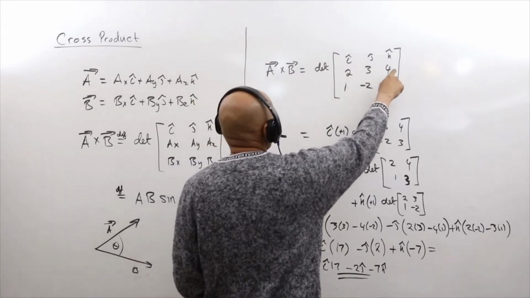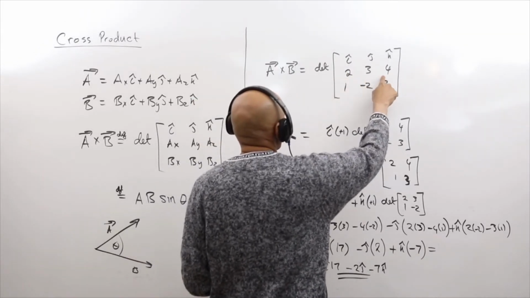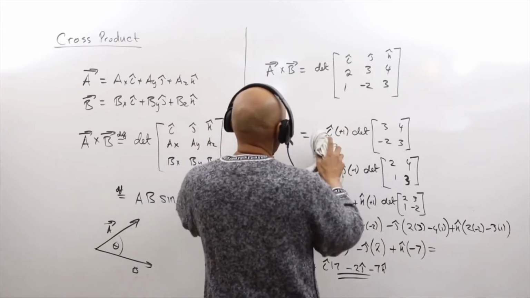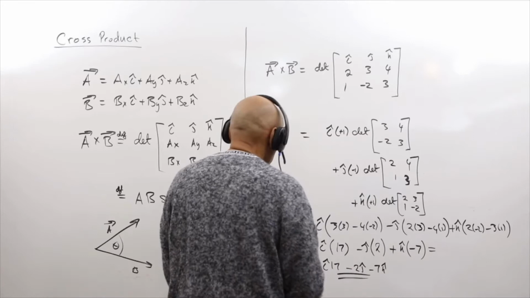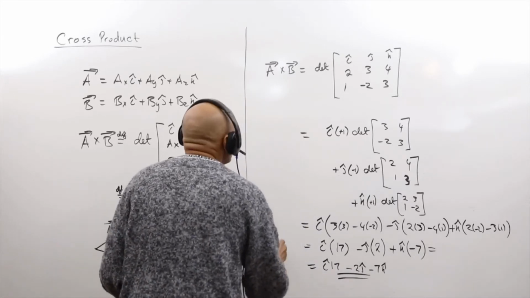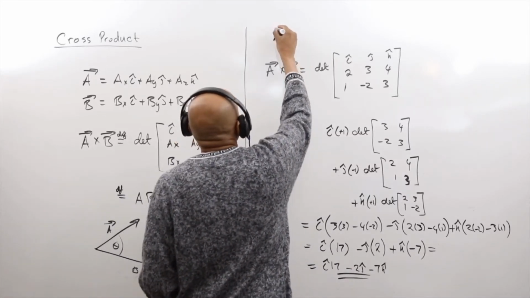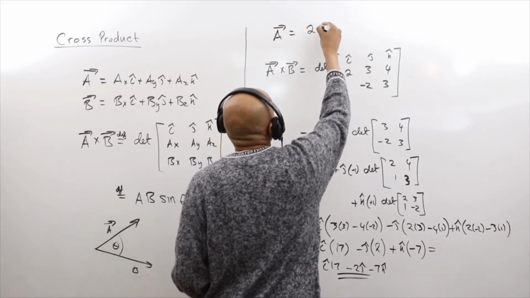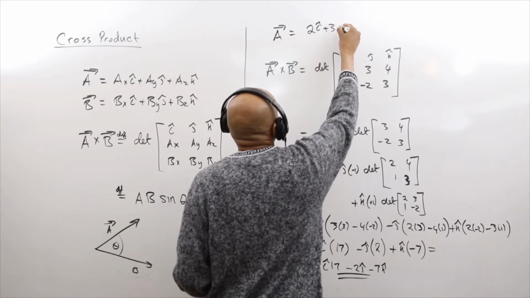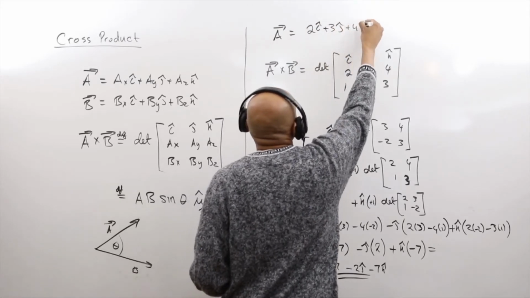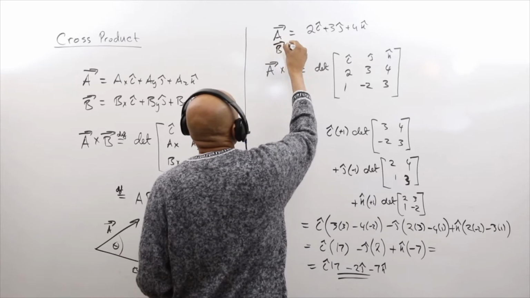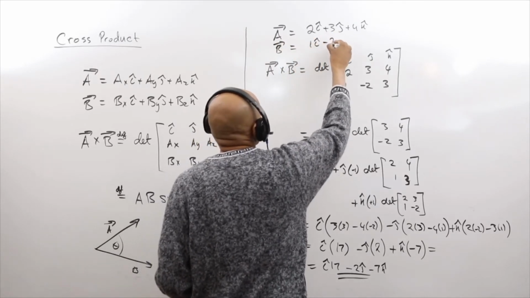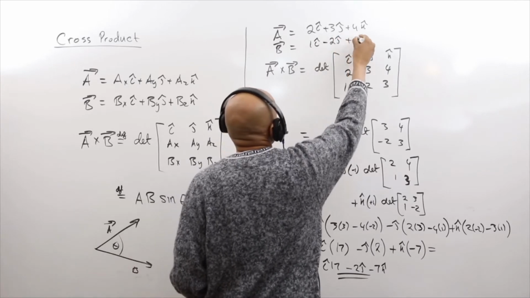So remember, this is the A vector, 2i plus 3j plus 4k. Let's confirm this to make sure we're okay. I'll keep everything the way it is, and I'll write it down over here. In fact, let me write it on top. So the A vector is given by 2i plus 3j plus 4k. The B vector is given by 1i minus 2j plus 3k.